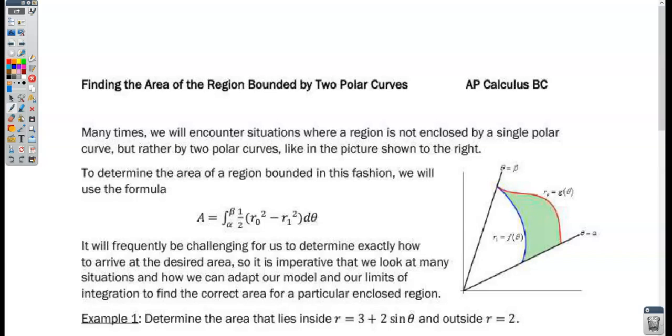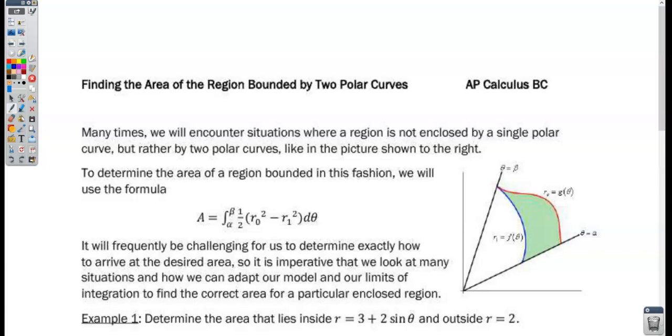Hi everybody, welcome back. Here we are in section 9.9 of AP Calculus BC, the final section of Unit 9, finding the area of the region bounded by two polar curves. Only one more unit to go after this, and then we are at the end of the course. So here we go. Let's wrap up Unit 9 first before we start dreaming of Unit 10.